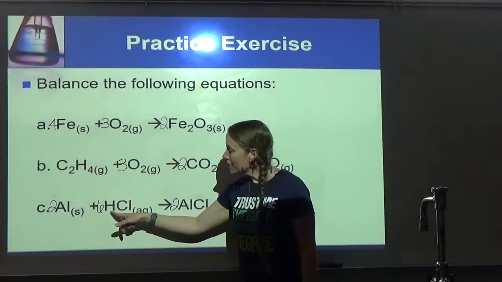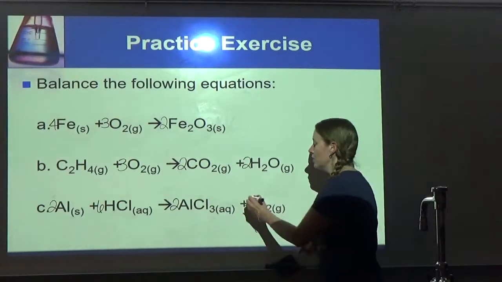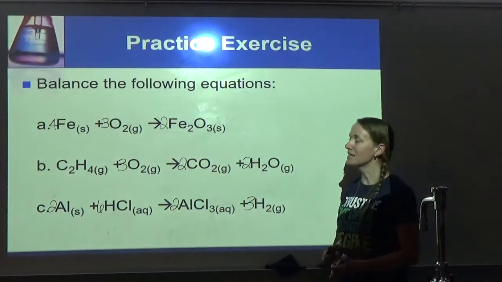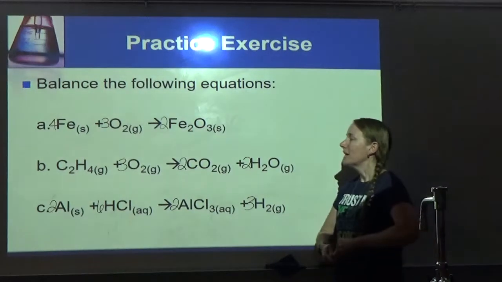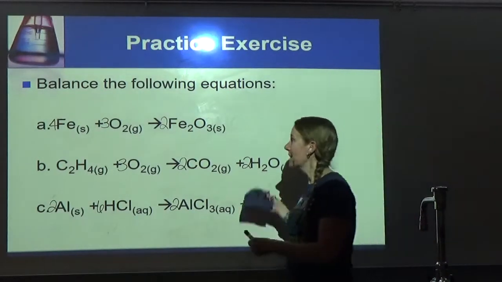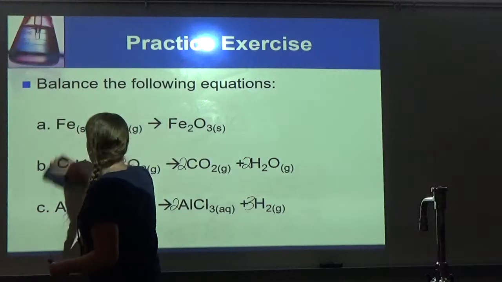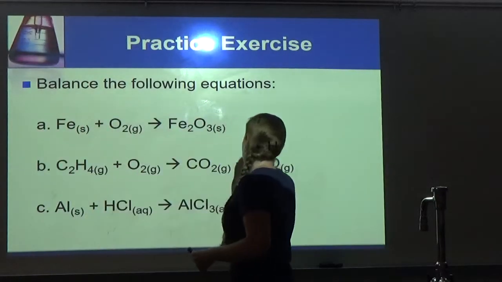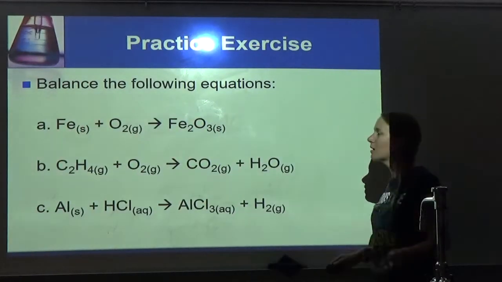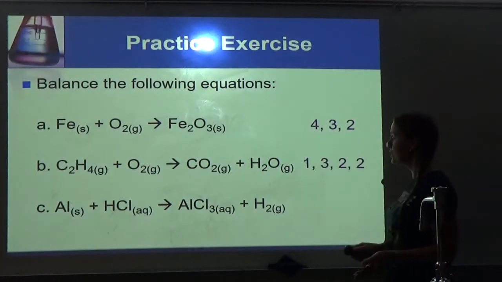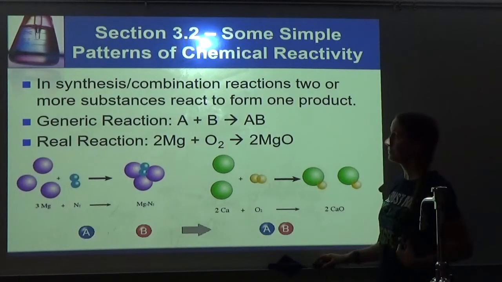So I have 6 hydrogens. Here I only have 2. So what times 2 makes 6? A 3. Okay, and so again, y'all, you got to be able to balance. Sometimes they make you write your own reaction for stoichiometry, and then you got to be able to balance it, and if you get the coefficients wrong, then you're going to miss the problem.